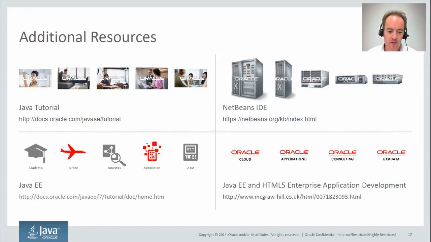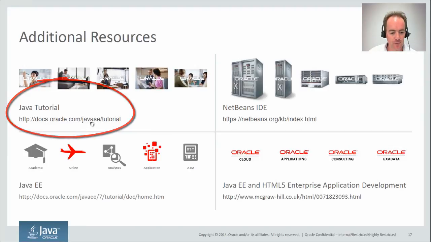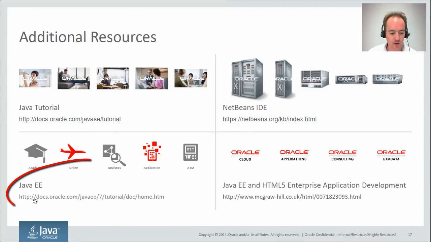In this session, you've been introduced to Java EE. It provides standards and specifications for working with all levels of your application. There are many additional resources that you could look at. There's the official Java tutorial, docs.oracle.com/javase/tutorial, if you want to learn about Java. There's the official Java EE tutorial that you can look at. So here's the URL to that.